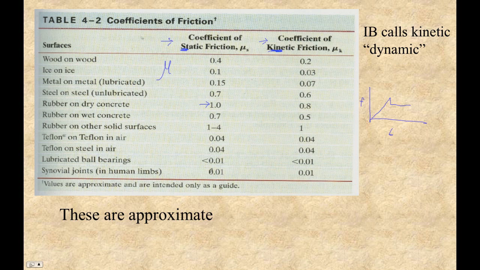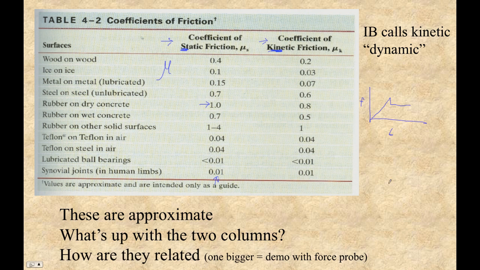These are approximate, so don't write these down like, oh, this is like the melting point of lead at 1 atmosphere or something like that. And then how are they related? We already talked about this, and I showed in class how this happens with the force probe. Okay, in the next video, we're going to get into the 2 types of friction a little bit.